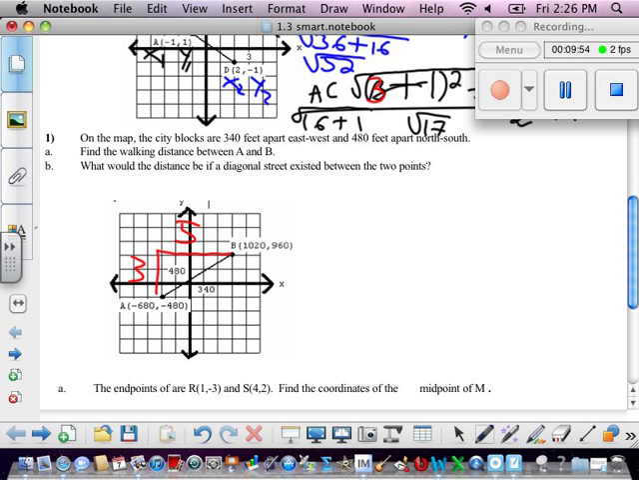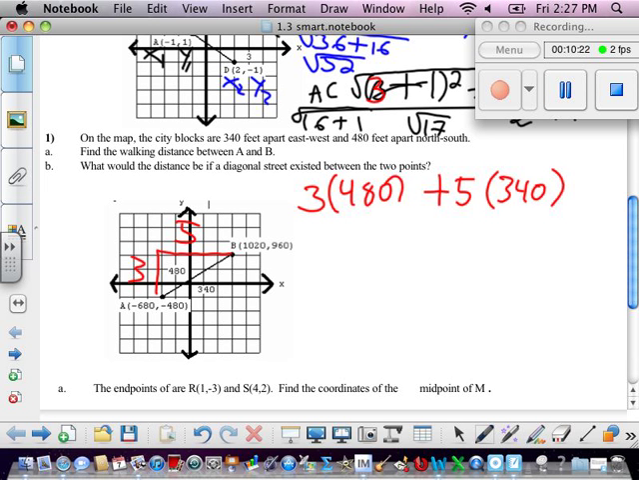Yep. Come on, guys. If you're going north 3 blocks, we take it and times it by 480 feet, because each block is 480. Nod your head, yes. Makes sense? Okay. Plus, how many blocks do we go east to west? It's on the board. 5. How many feet are each east to west block? 340. Oh, yeah, you are awake.